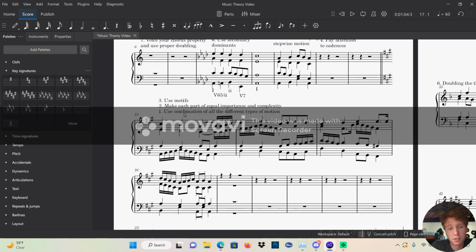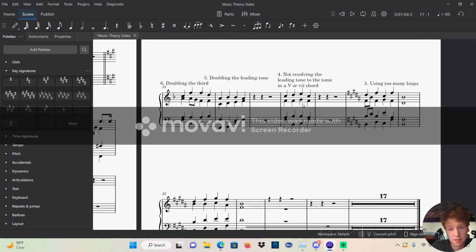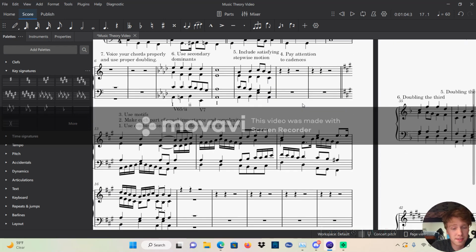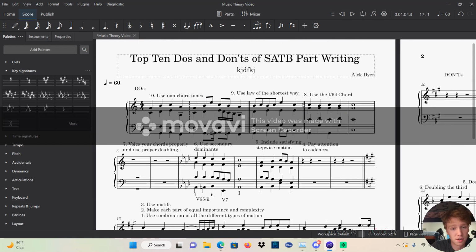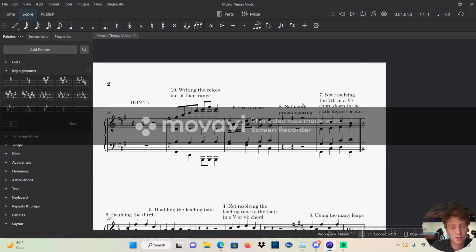And then at number one, using a combination of all the different types of motion. Clearly here you can see lots of oblique motion, contrary motion, parallel motion, etc. So yeah, that's the top 10 do's of music theory part writing.